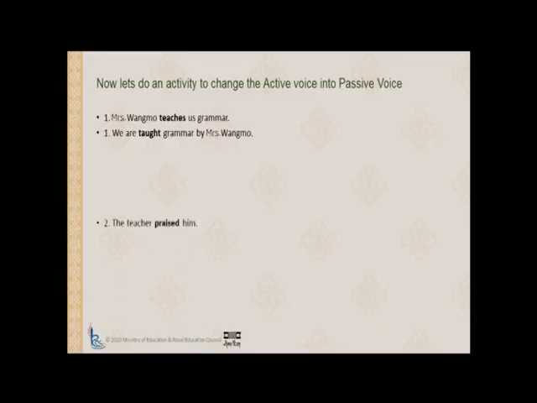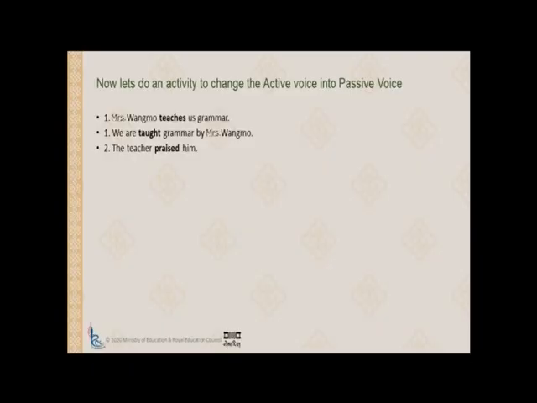Let us see another example. The teacher praised him. When we say the teacher praised him, the teacher definitely is the subject. Praising is the verb, the action that the subject did, and him is the recipient of the action. So, him is here the object. Now, the same sentence, let us see when we change into a passive form.